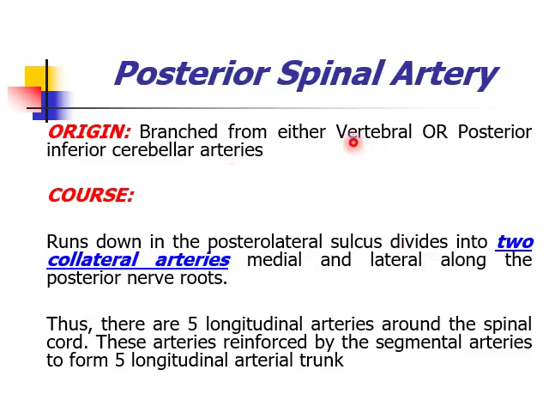So they are originally two longitudinal arterial channels passing at the posterolateral aspect of each spinal segment, and at each segment these posterior spinal arteries even divide to give two collateral arteries, a medial and lateral one, going into the spinal segment along its posterior roots. Thus there are 5 longitudinal arteries around the spinal cord. These arteries, reinforced by the segmental ones, form 5 longitudinal arterial trunks.